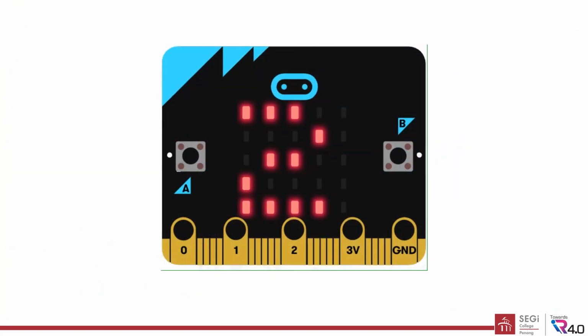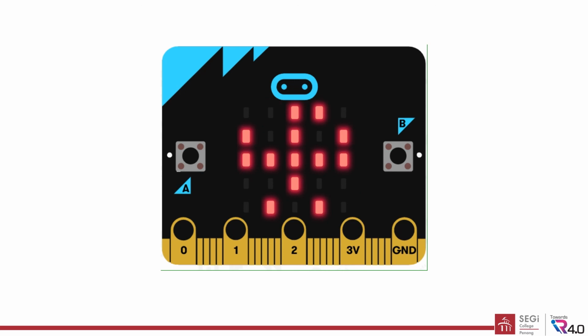Now we can try to do a countdown from 3 to 1, after that your micro:bit will show a dancing man.